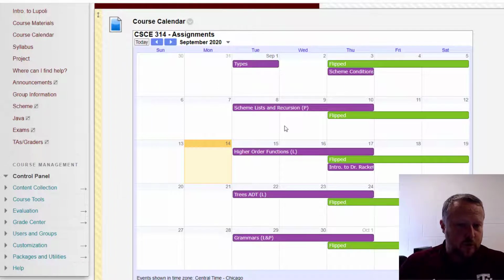But first, we have higher order functions and we have Intro to Dr. Racket. Both of those are going to be included in your flipped lab that you're doing this week. By the way, Dr. Racket is going to be a newer IDE for you to compile your Scheme program. I'll share the material for that here in a moment. It's easier, let's put it that way, but it also has some different functionality to it as well.